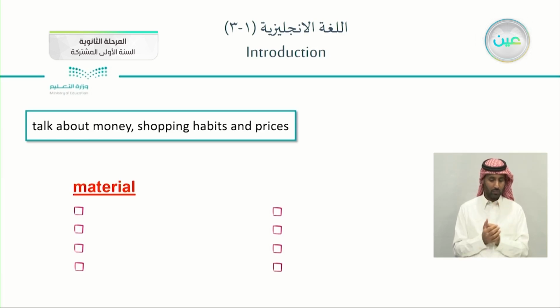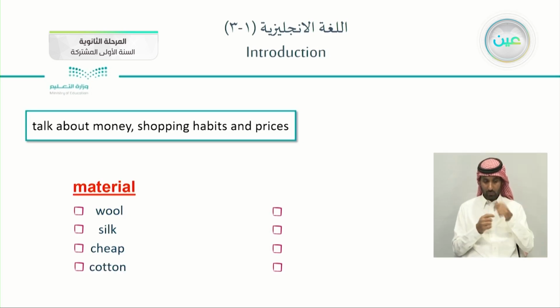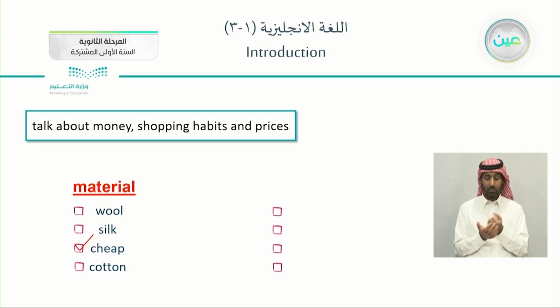How about talking about money, shopping, habits and prices? Let's try to come up with the word that is different. Material, wool, silk, cheap, and cotton. Which one is not a material? Wool, silk, and cotton are materials. However, cheap is related to price.